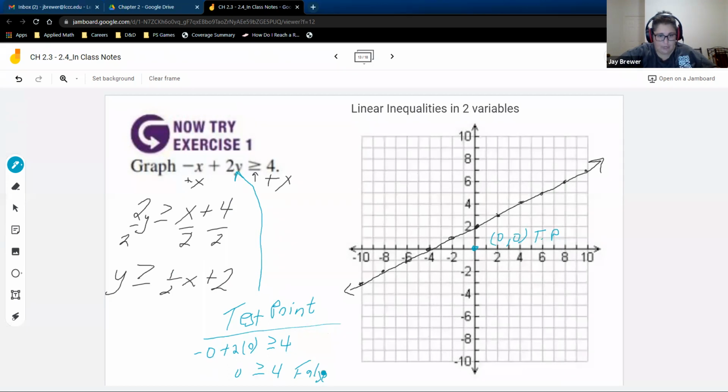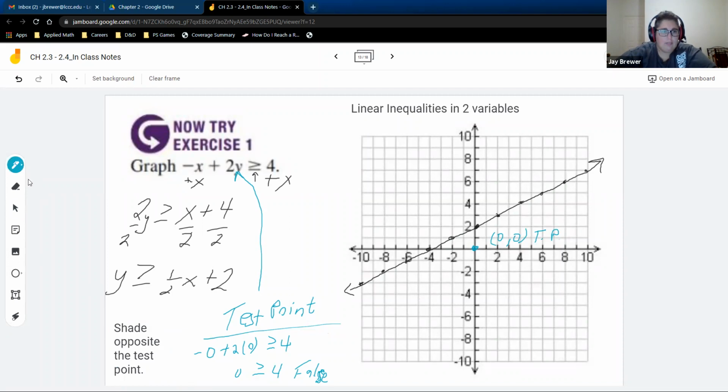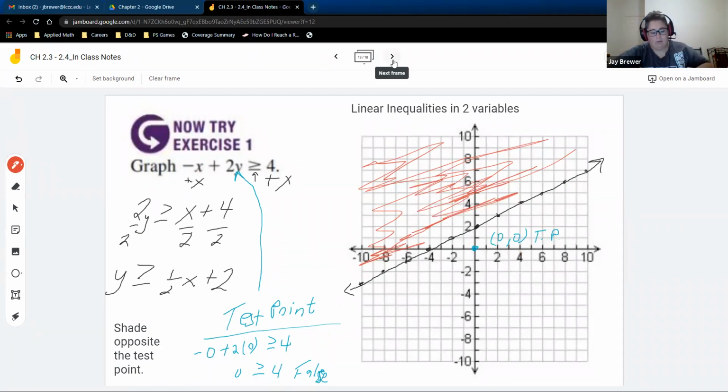So when that's false, we are going to shade opposite the test point. You're actually going to pick the color you want to shade, and shade this side of it. It's okay to leave that test point there. You told me it was your test point, so I'm not going to wonder why it's there. You've told me why it's there.